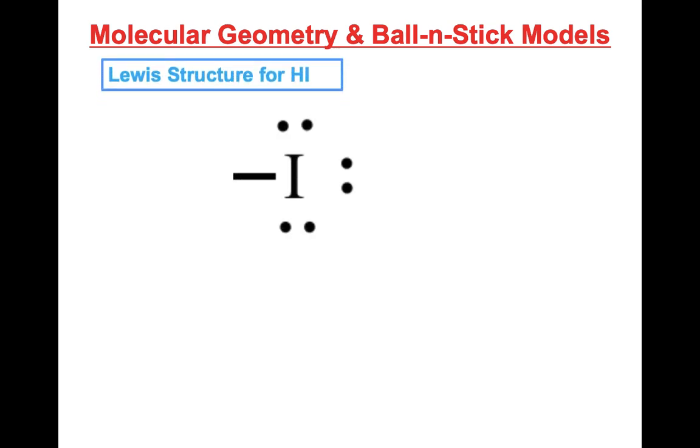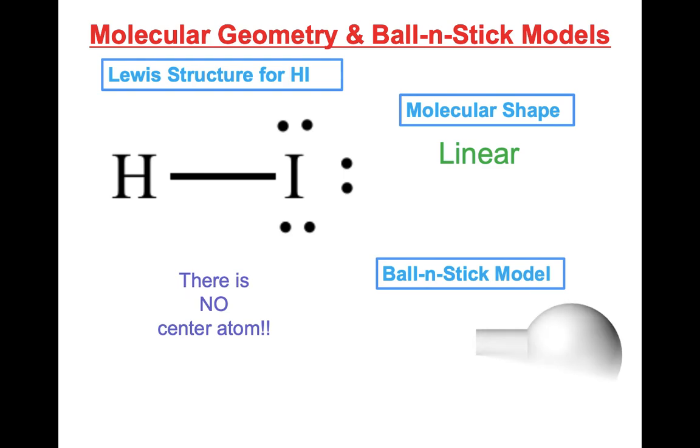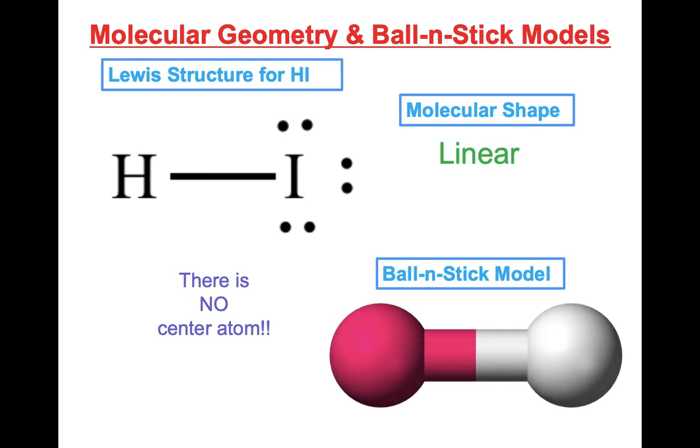And the last one is HI. There is no center atom for this one. The only shape that we can have then would be linear. Your ball and stick model, 2 circles with a line attaching them, one labeled H and one labeled I. Again, you don't have to show a thick bond, a simple line would be fine.